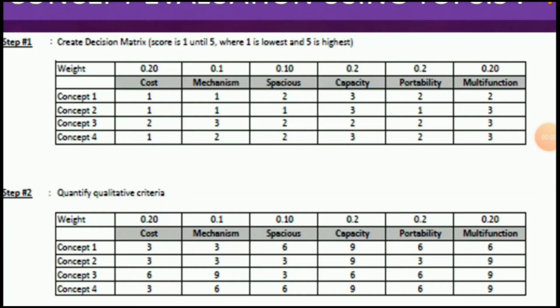Zooming in on step number 1, which is creating a decision matrix. In this case, this is quite equivalent to the one that we had in the Pugh matrix. It's just a matter of tabulating them in different directions. Before this, we had concepts 1 to 4 in vertical order. Now they are put horizontally, and we have 6 different criteria put in vertical order. The criteria that we choose are cost, mechanism, spacious capacity, portability, and multifunctions.